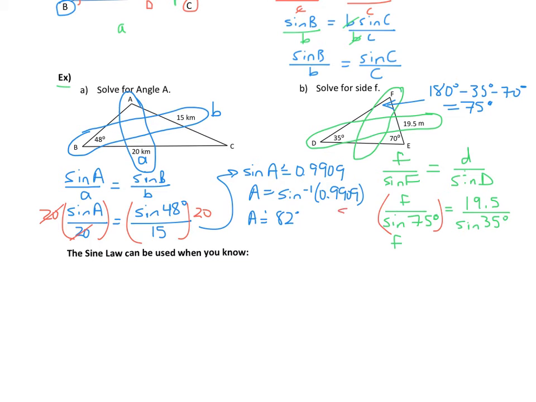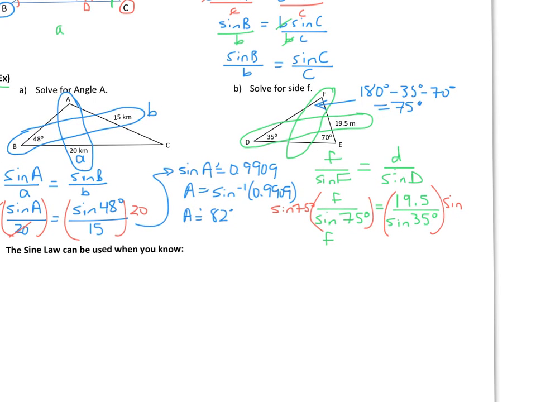All right, to get side F by itself, I'm going to multiply both sides by the sine of 75 degrees. Oh, I was able to move that over, good. So then side F, I'm going to put that in the calculator: 19.5 divided by the sine of 35 times the sine of 75. And again, make sure you're in degree mode. I get about 32.8. 32.8 meters, going to one decimal place.